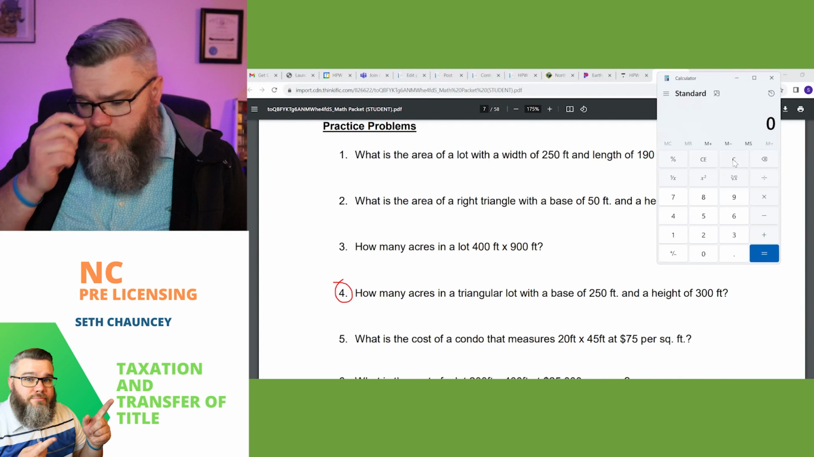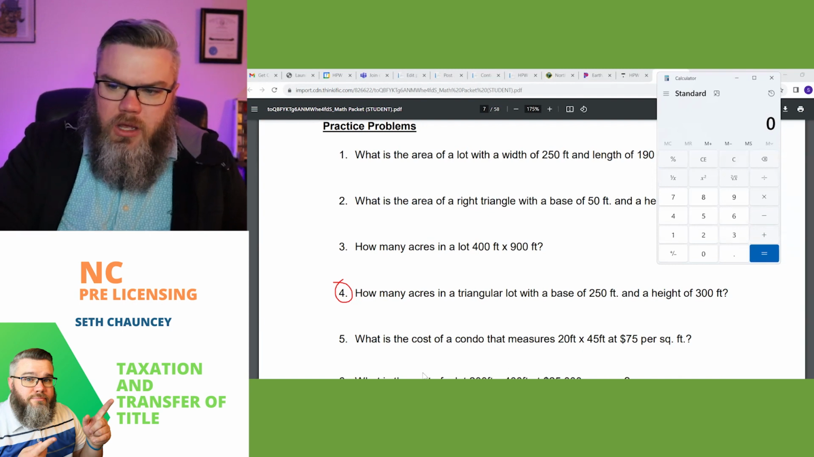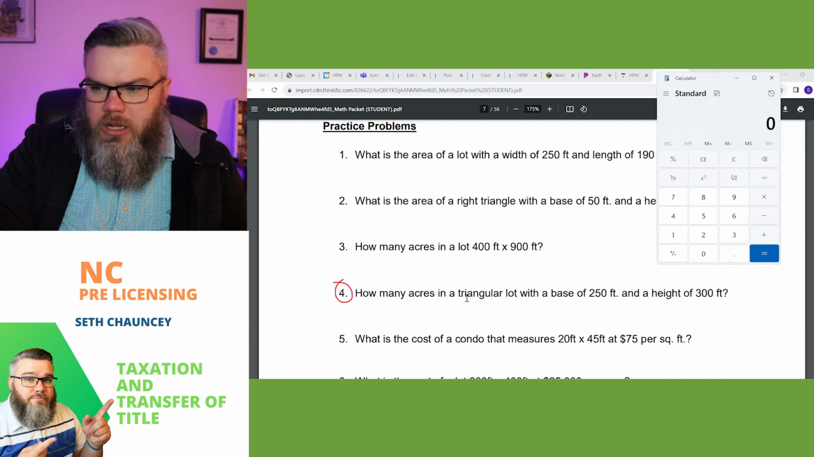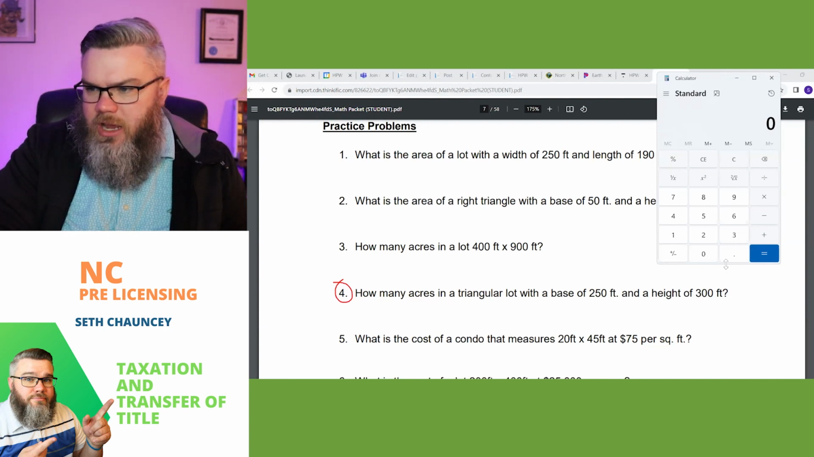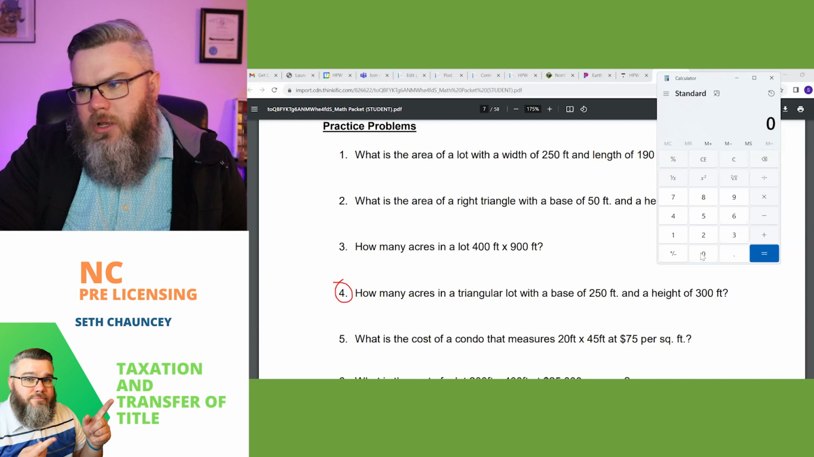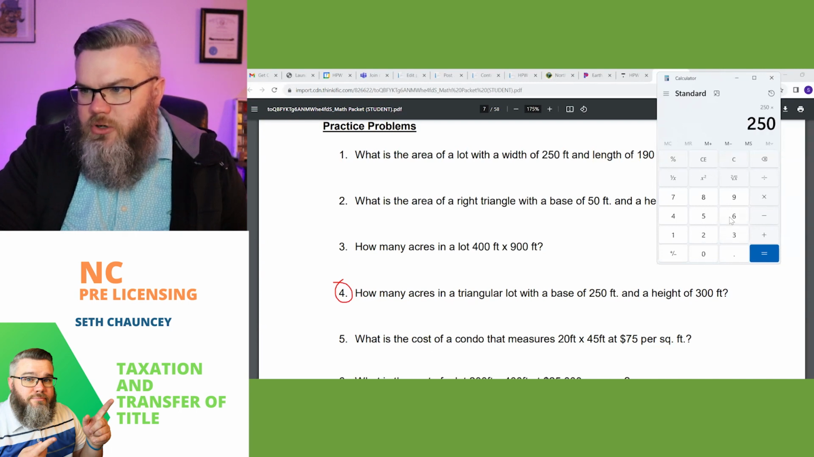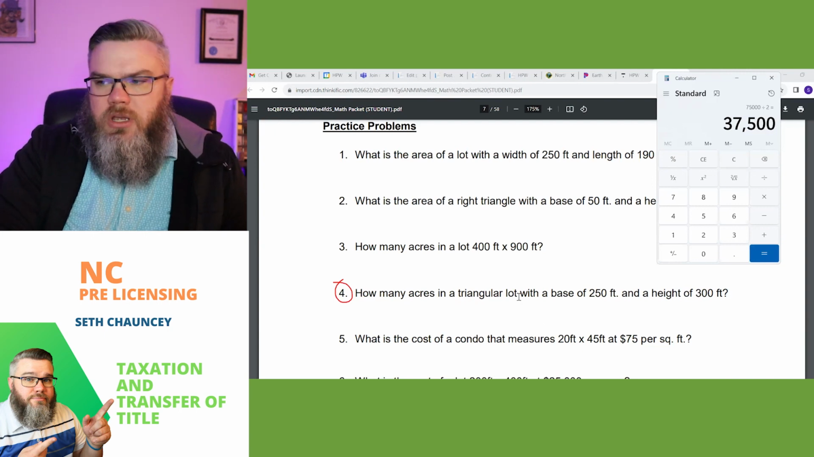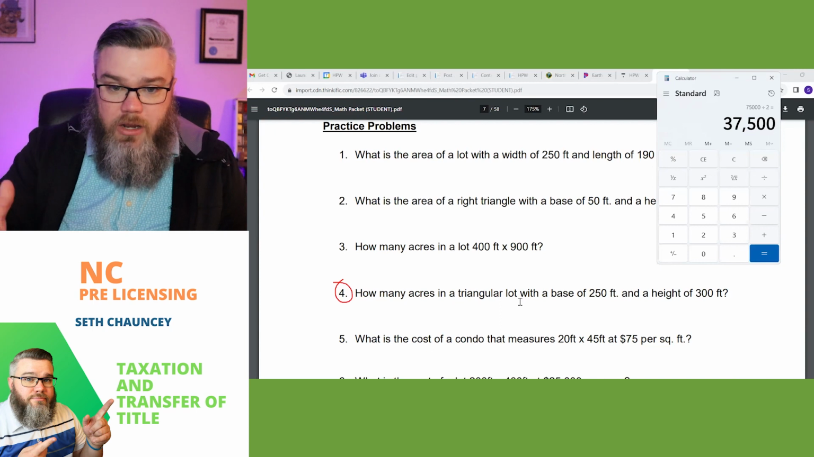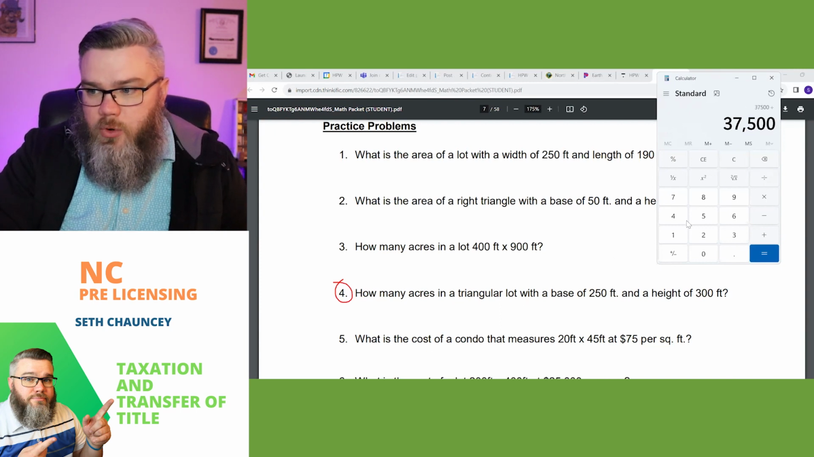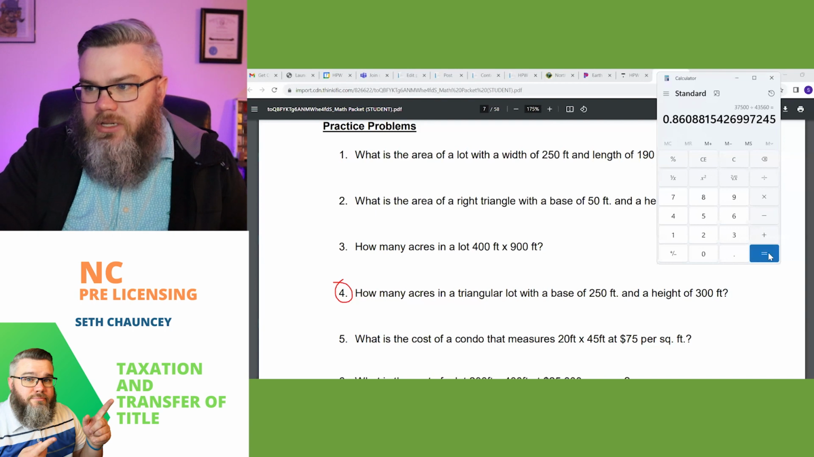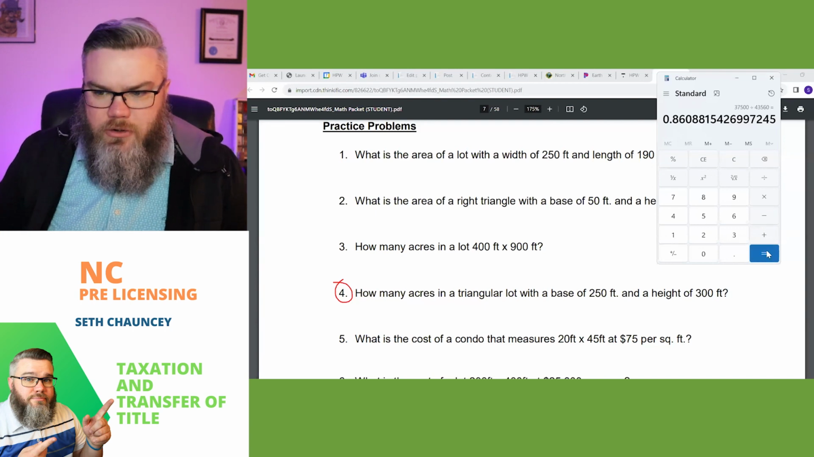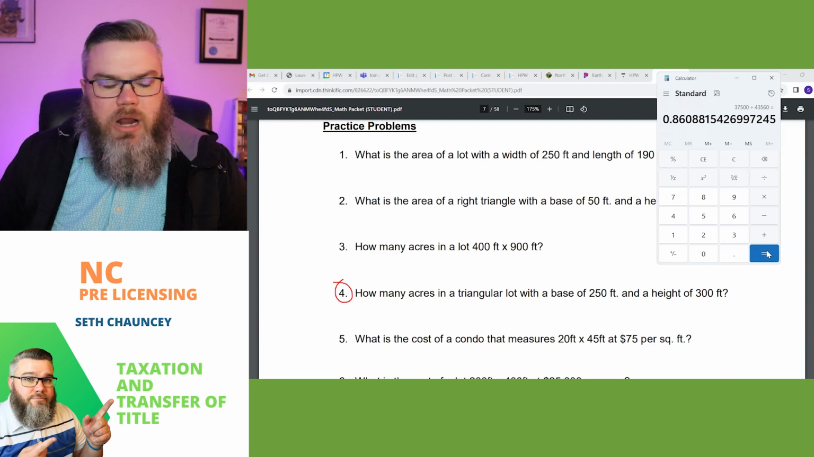We're doing 4, but here's the deal with it. How many acres in a triangular lot with a base of 250 and a height of 300? This is a multi-step math problem. So you got your base of 250 times your height of 300 divided by 2, which gives you your square footage, but we want your acres. There are 43,560 square feet in 1 acre. So you need to divide by that magic number, 43,560, to figure out how many acres this is. It is 0.86 acres.